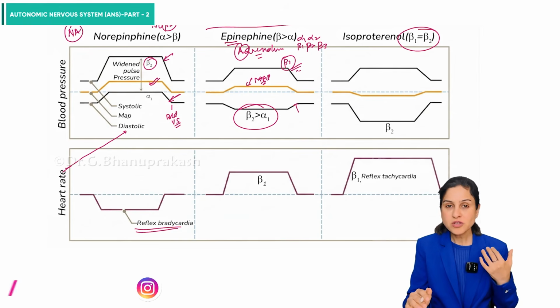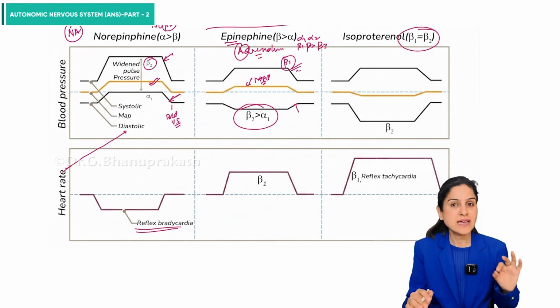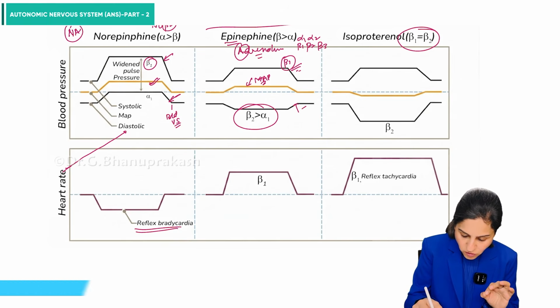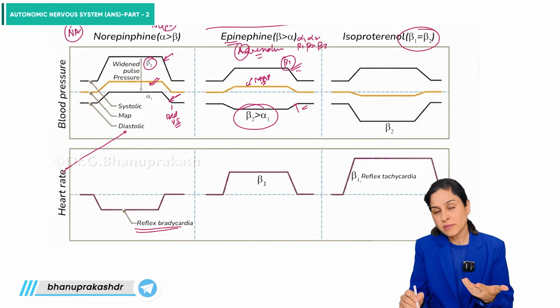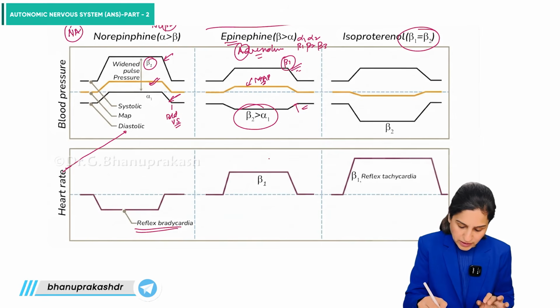Now, what happens to the reflex heart rate? We only have to see the diastolic blood pressure. The diastolic blood pressure is falling, so reflex heart rate automatically will go up. So there is reflex tachycardia.